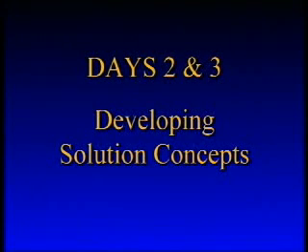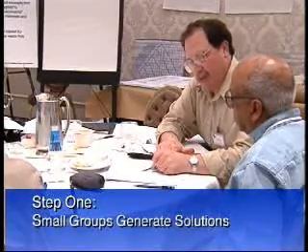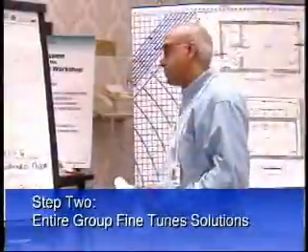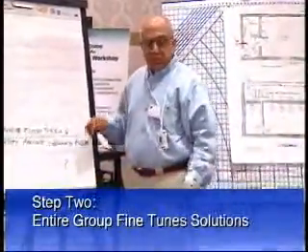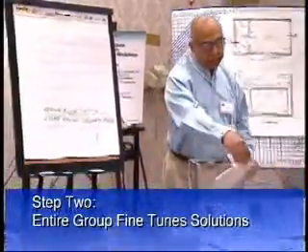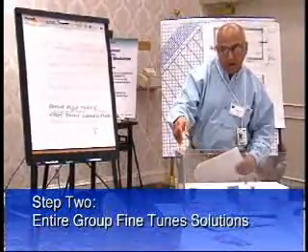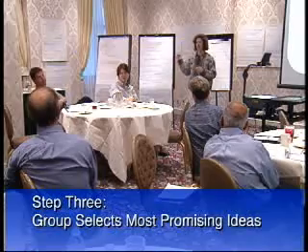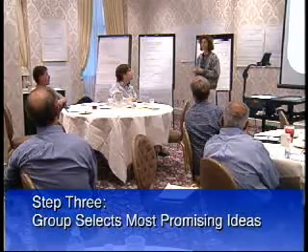Next, the general problem-solving process that the group follows once solution development work begins on day 2. Now, for each major design activity, the group goes through a 3-step process. First, smaller groups develop initial solution ideas. Then, after 2 or 3 hours of work, the whole group convenes to improve on the solutions that were generated. And finally, the group informally evaluates the commercial value of the solutions.